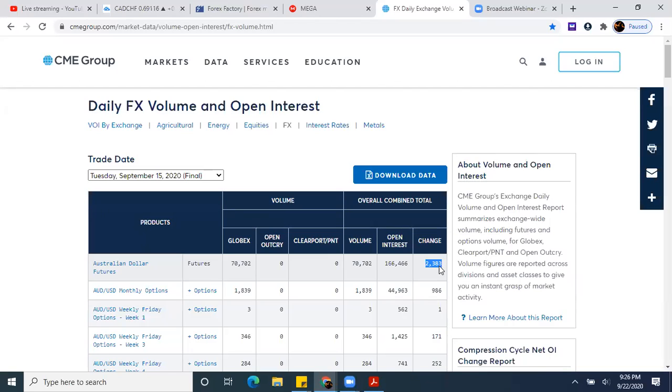So if it is 2,383 here, we say it is positive. If it is only 30, we still say it is positive, right? For now, we are just bothered about whether it is positive or negative. That is what we want to focus on.